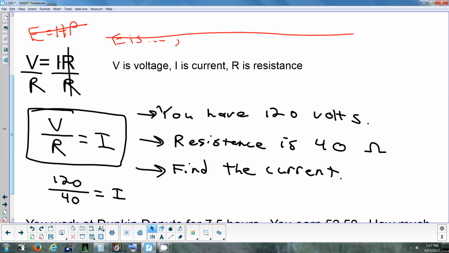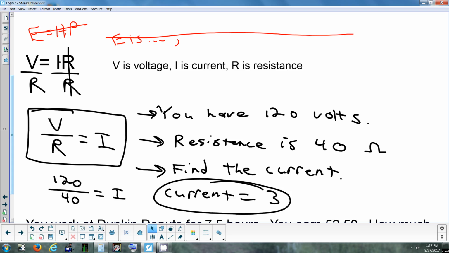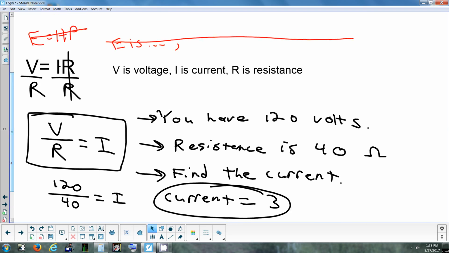So what's the current? 30. Careful, it's 3. Okay, you don't have to worry about putting amps. You could just put 3. That's fine. So the current would be 3. That's actually quite easy. It's not too bad. The biggest thing is just making sure you can rearrange the formula to get what it's asking you to do. Any question on that?